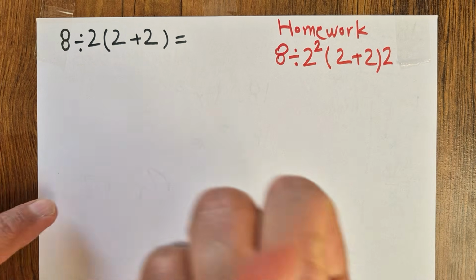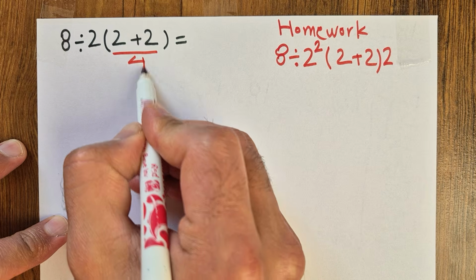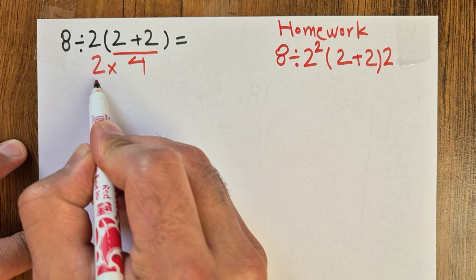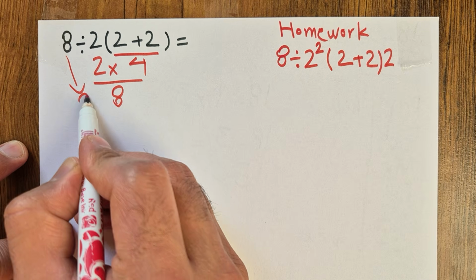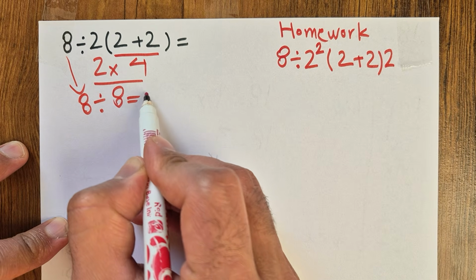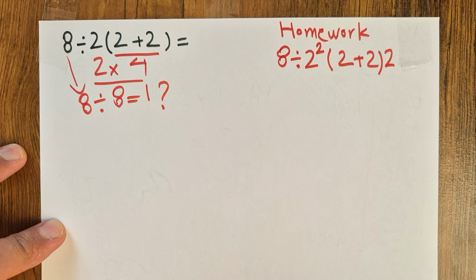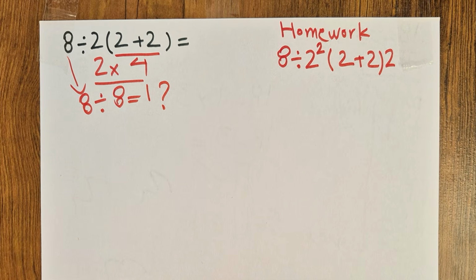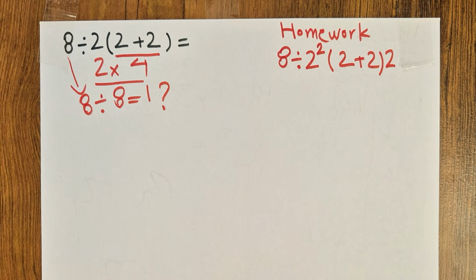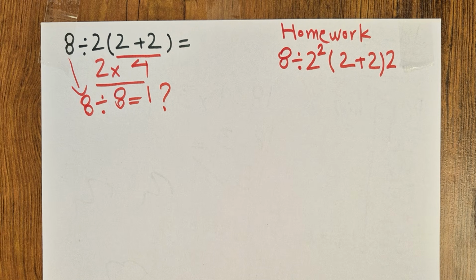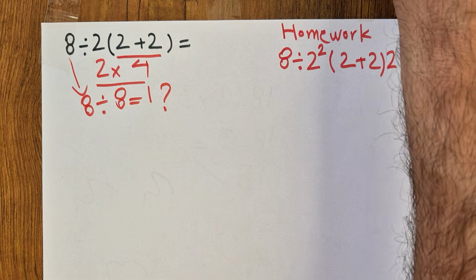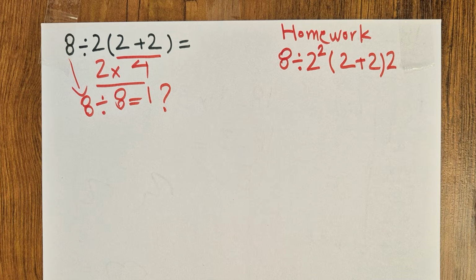2 plus 2 gives us 4. And then 2 times 4 gives us 8. And then 8 divided by 8 gives us 1. Do you think that's the right answer? Unfortunately not, because you fell for a big trap. Hook, line, and sinker. And that's the order of operations.